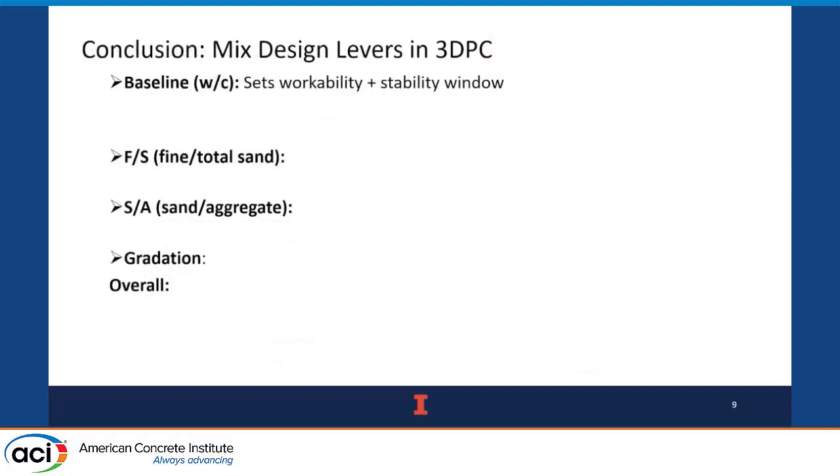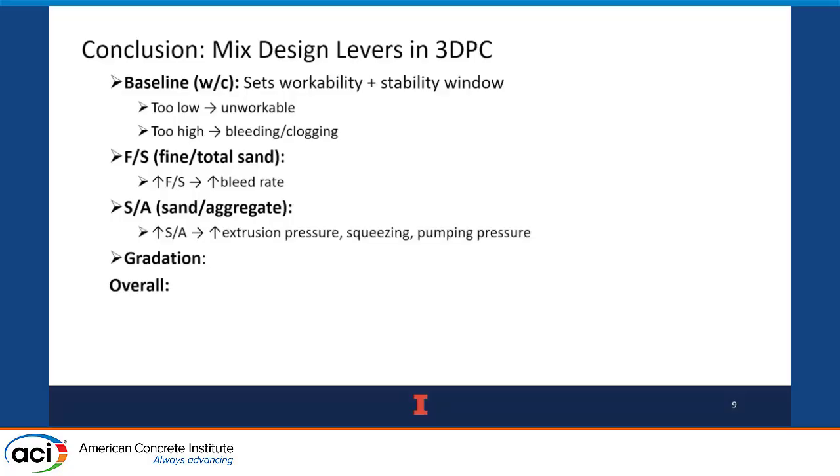So concluding, our workability, or at least our baseline workability when you have no admixtures, is really set by the paste volume or your water cement ratio. Remember, if you have too low of a water cement ratio, you'll get an unworkable mix, and too high, you'll get bleeding and clogging. We saw that an increase in the fineness of the sand resulted in an increase in bleed rate. With an increase in the amount of sand, we had higher yield stresses, more extruding pressure, a little bit more pumping pressure, and squeezing was a little bit more of an issue.